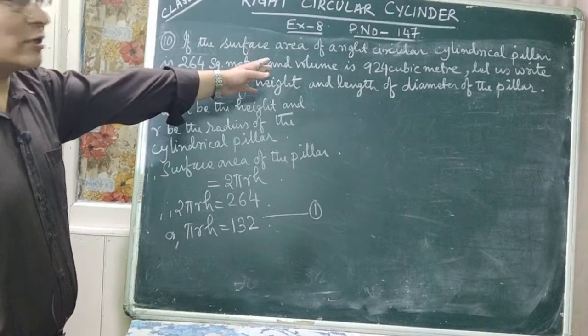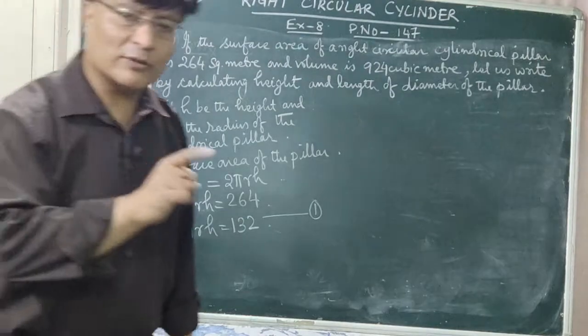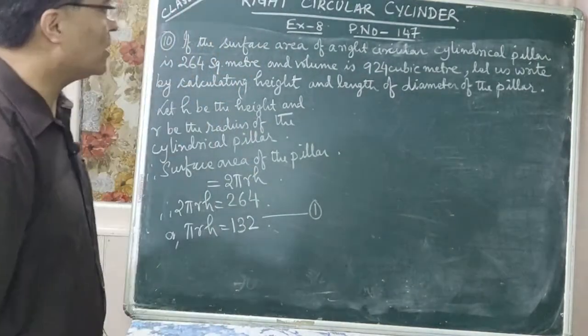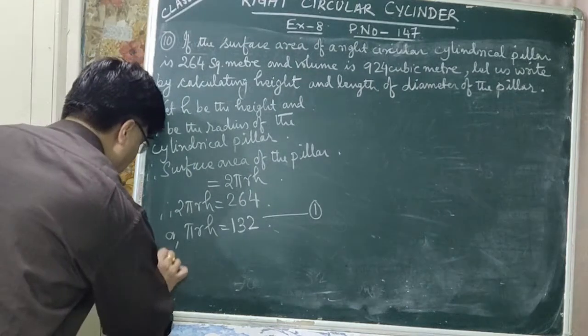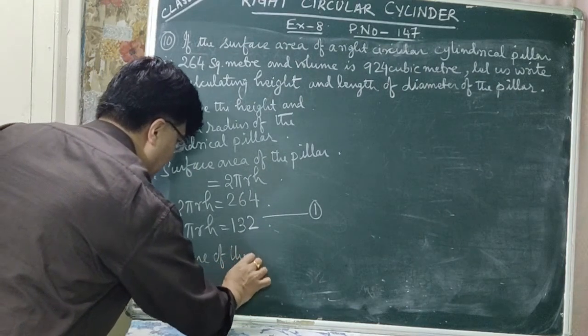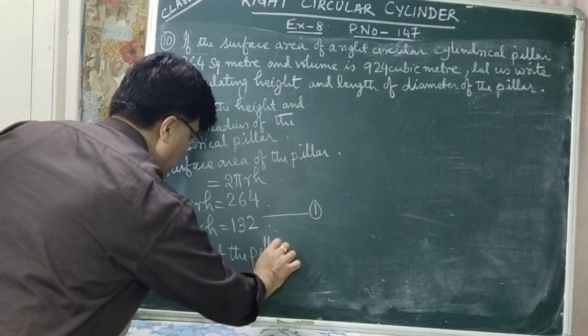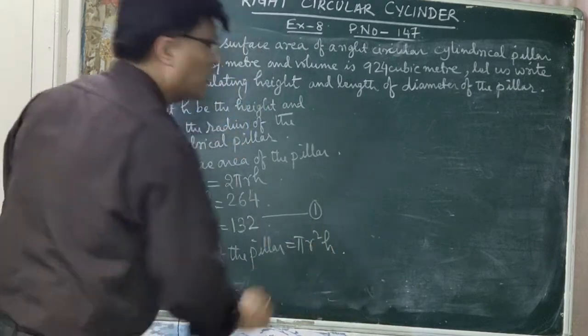The volume of the cylindrical pillar is given. It is 924 cubic meter. So you can write down the formula for volume of the pillar. So what is the volume of the pillar? It is pi r square h. Write down the formula first. Volume of the pillar is equal to pi r square h.